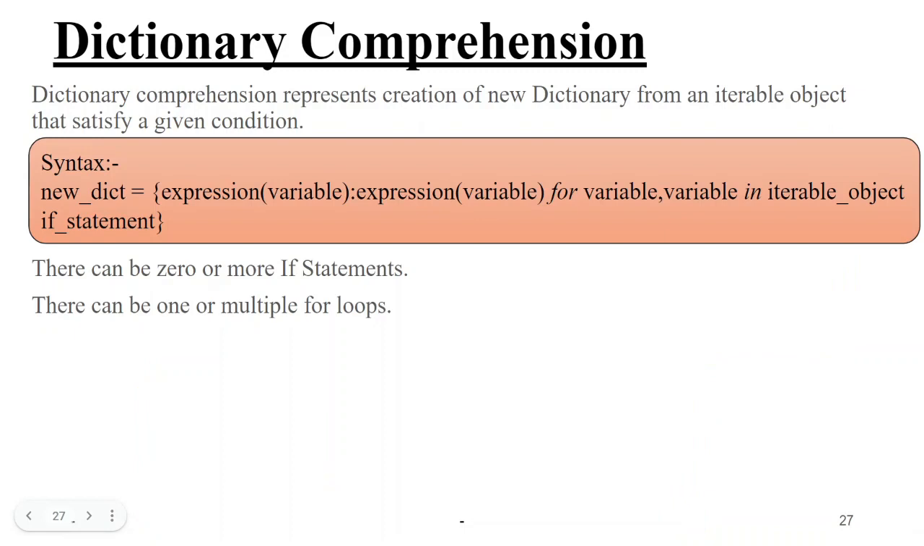We can also use comprehension on dictionaries. Dictionary comprehension represents how we create a new dictionary from an iterable object, and we can do that within a single line. Here is the syntax for creating dictionary comprehensions. For each variable, it takes in an iterable object, this expression gets executed, and then it creates a key-value pair.